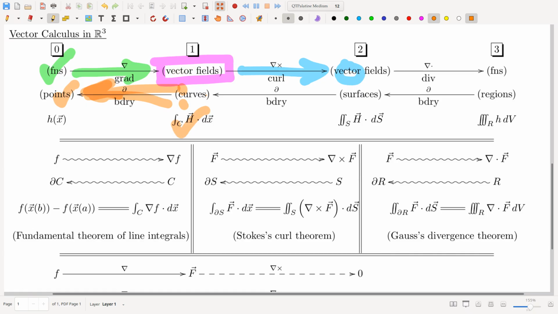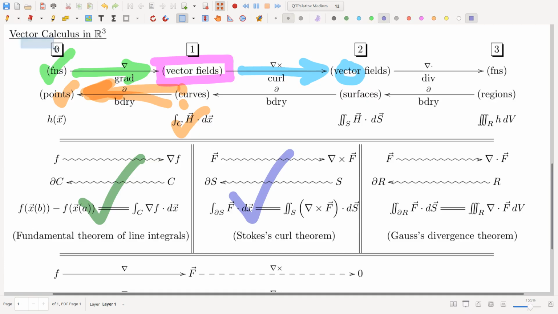And by the way, how did we show that every gradient is path independent? We used the fundamental theorem of line integrals. You can look back in the notes to where we did that. How did we show that a path independent vector field can be detected by its curl being 0? We used Stokes' curl theorem and that argument. And again, you want to go back to where we made that argument.